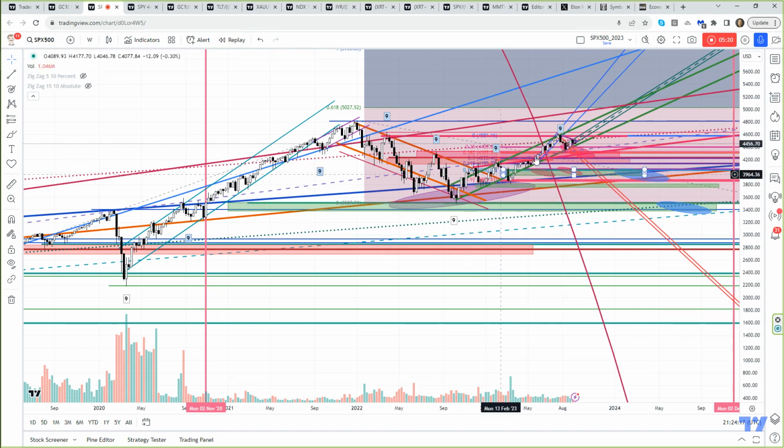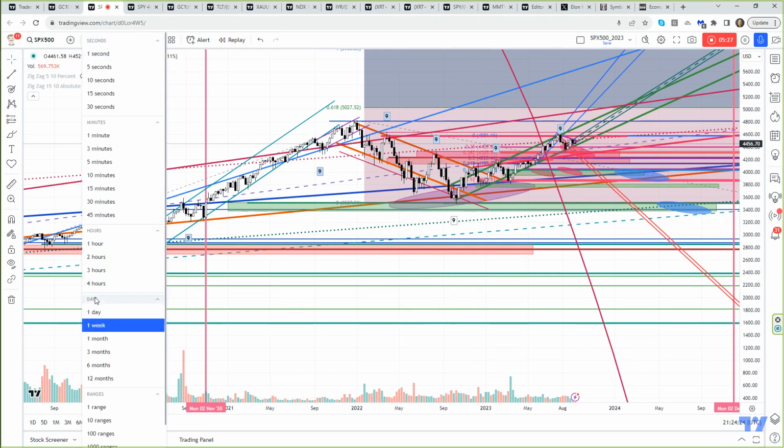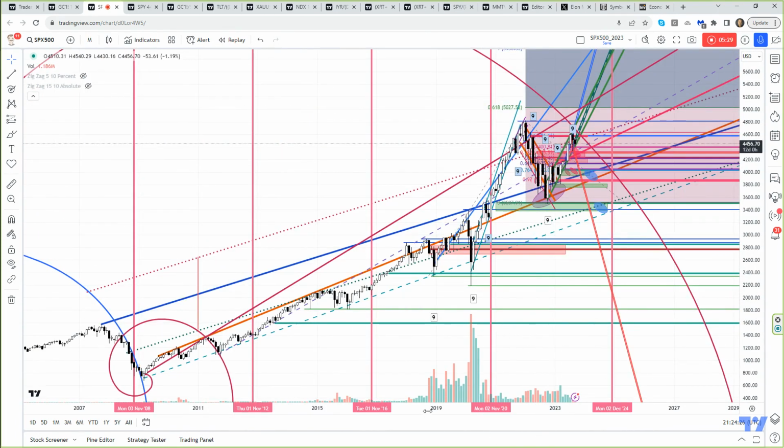We're still in an upward trend. These are different. These are weekly triggers. These are monthly triggers. So when I come back to monthly, you see the bigger long-term chart.